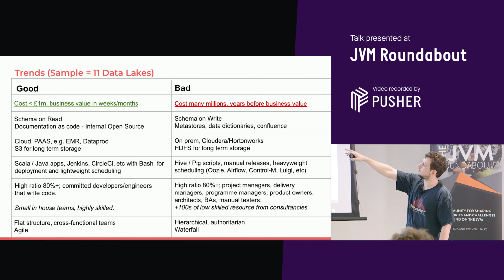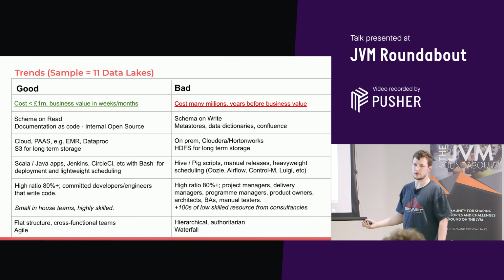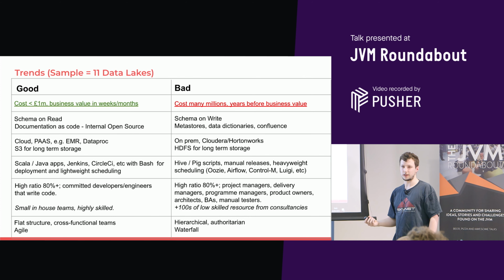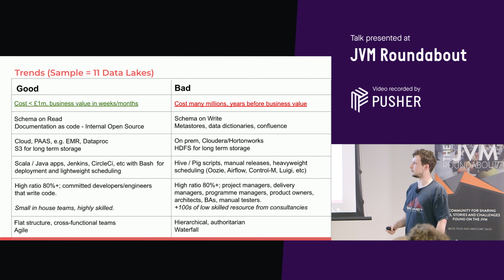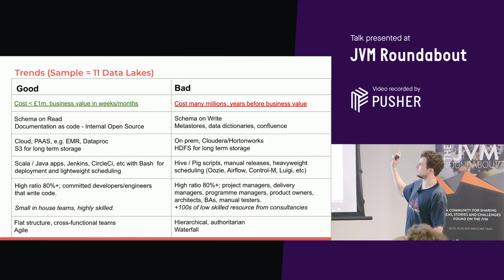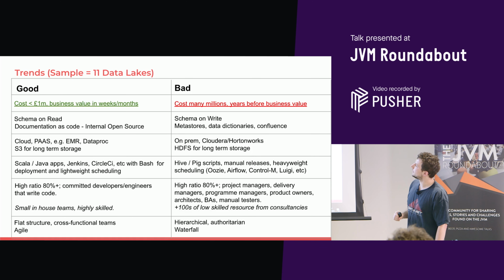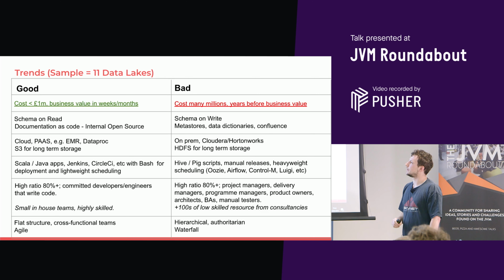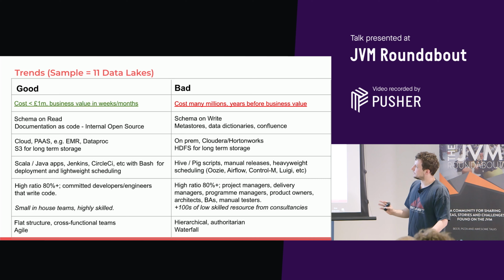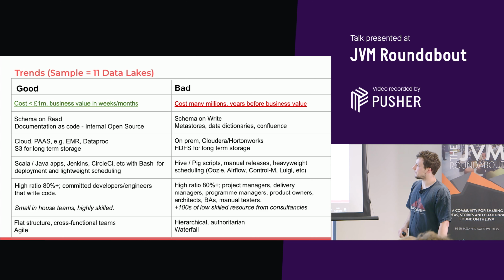The cost low, business value weeks to months is what you'd expect from an Agile project. Bad often takes many years before you get any business value. Some of the good things: schema on read. Some of the bad things: metastores, I'll talk about that in a bit. Using platform as a service, things like EMR on AWS, is really good. HDInsights, Dataproc, very easy to spin up. Using on-prem clusters, not so good. Very expensive to set up.